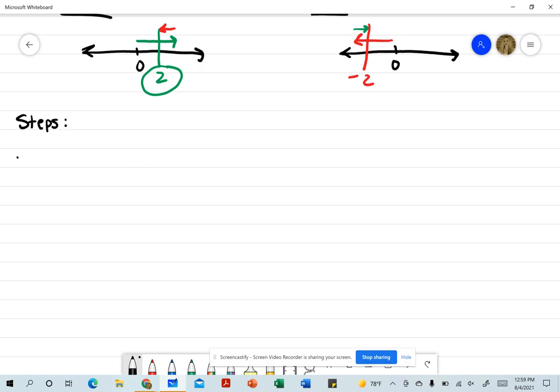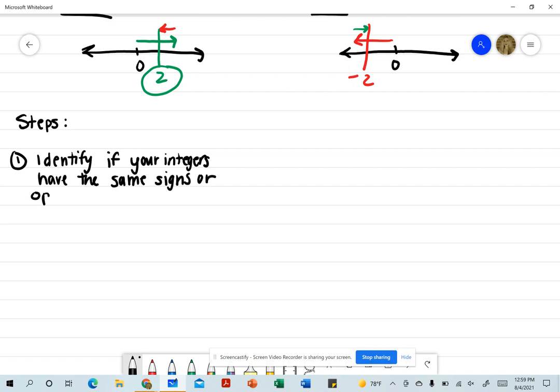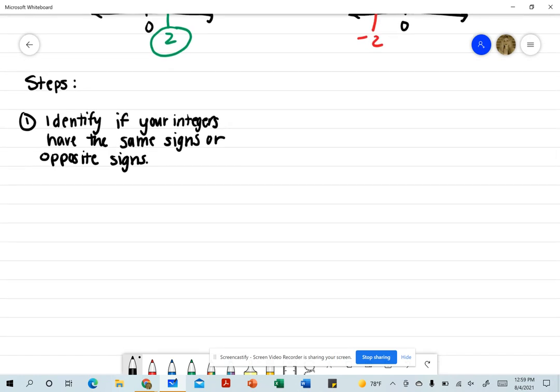Step 1. Identify if your integers have the same signs or opposite signs. Why is this important? Well, we learned there's 2 options from this branch, right? So after step 1, there's kind of 2 options here. So I'm going to do this.